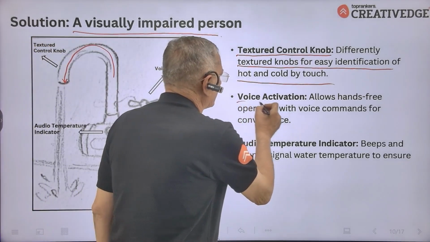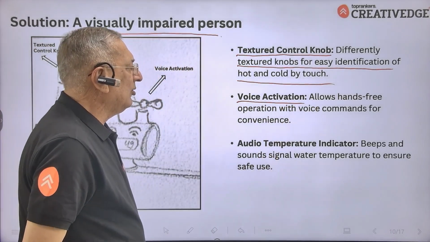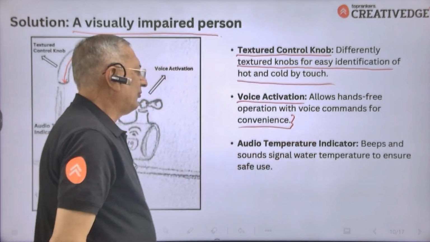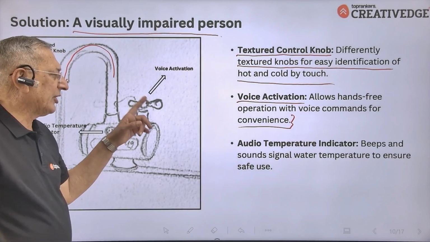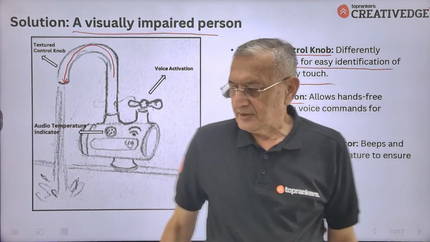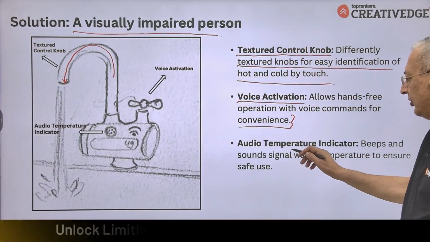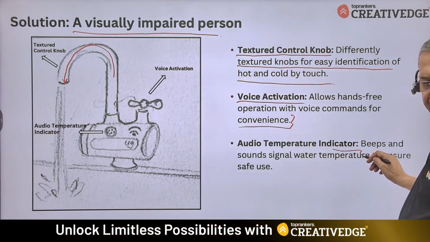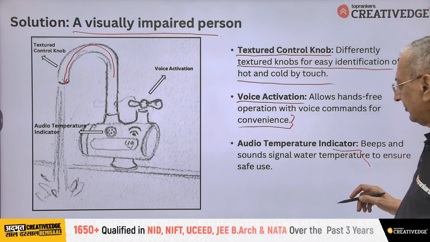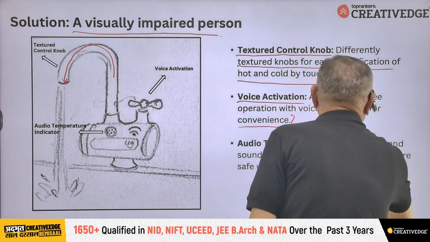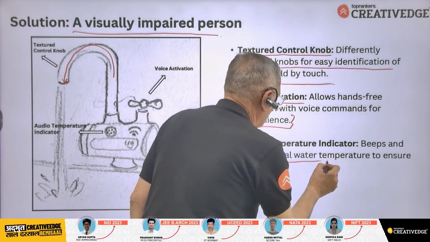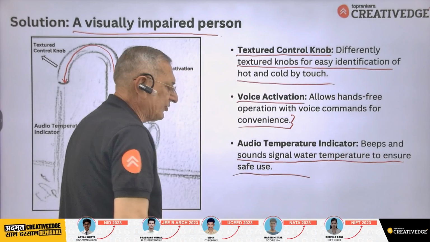Then voice activation on such a tap allows hands-free operation with voice commands for a blind person's convenience. Audio temperature indicator: beeps and sound signal water temperature to ensure safe use.